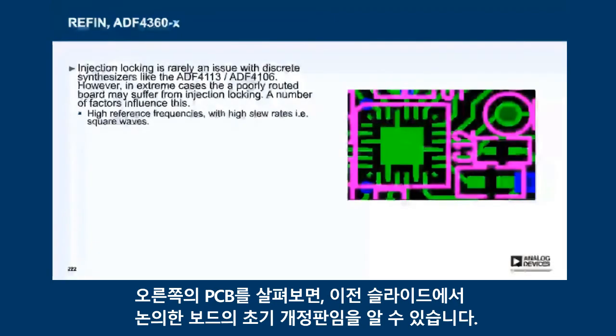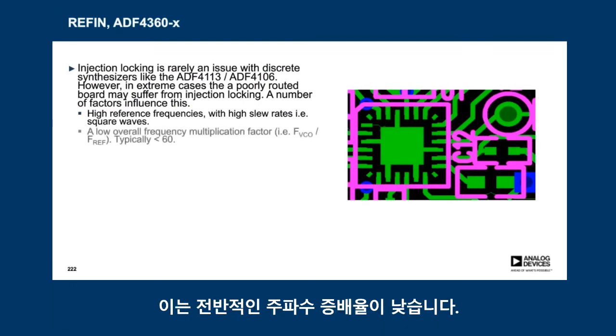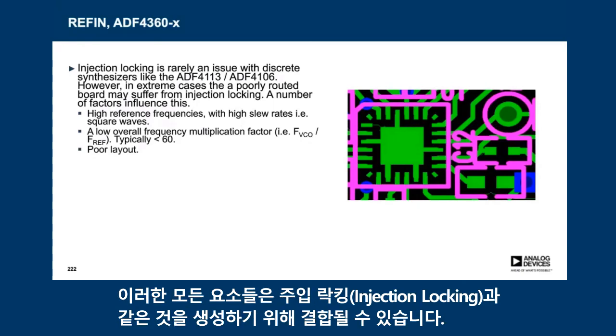and looking at the printed circuit board file on the right-hand side, we can kind of see this was an earlier version of the board we discussed in the previous slide, with less care taken to isolate the signal coming in, the test point on the top right-hand side of the trace, and the decoupling capacitors to the VCO circuitry underneath. So if there's a low overall frequency multiplication factor, so if the VCO divided by the reference is a small number, 60 or lower than that, and if the layout then isn't very good, all of these factors can combine to create something like injection locking.